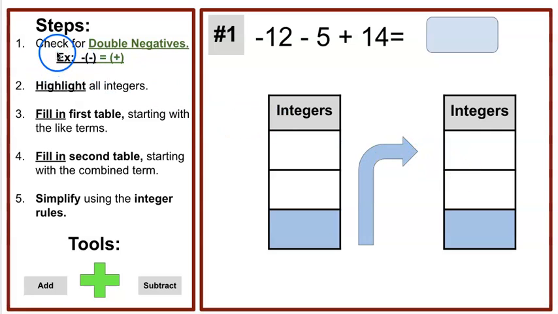Step number one says check for double negatives, and this is what a double negative looks like. And we have negatives, but they're not side by side. So we do not have step one. Let's go to step two, highlight all integers.